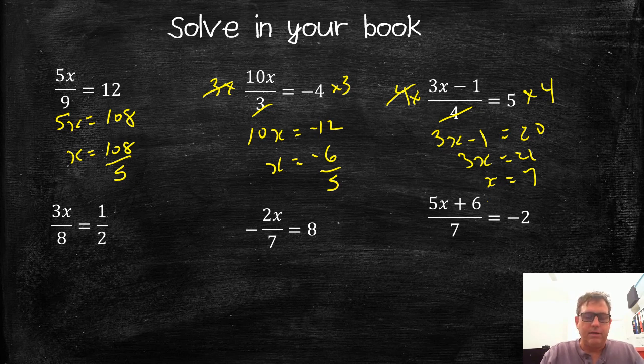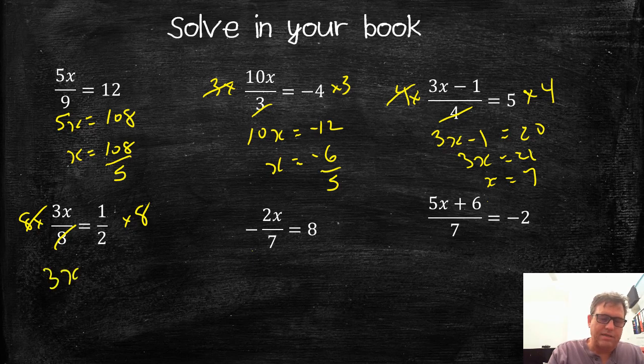I've got it. Now, the next one, I've got fractions on both sides. But notice, if I multiply both sides by 8, I take care of both fractions with one multiplication, because 8 divided by 8 is 1. So I have 3x on the left, and 8 times a half on the right is 4. Divide by 3, x equals 4/3.